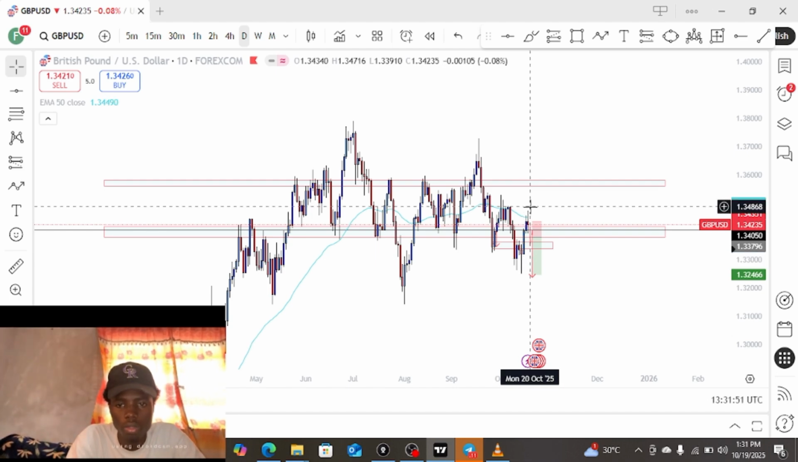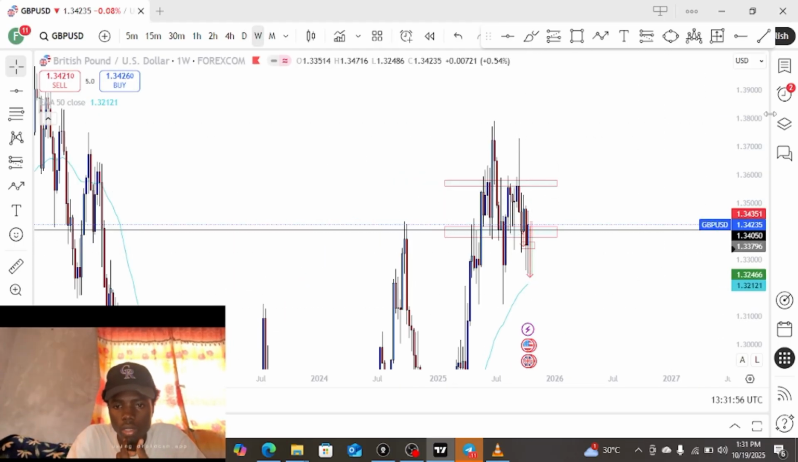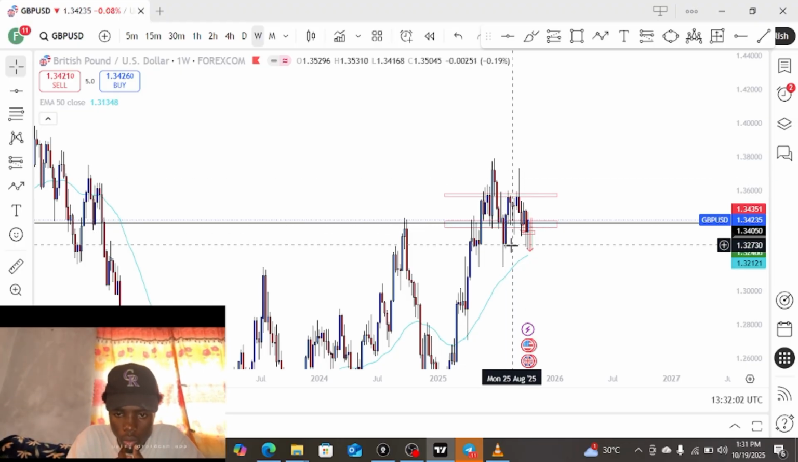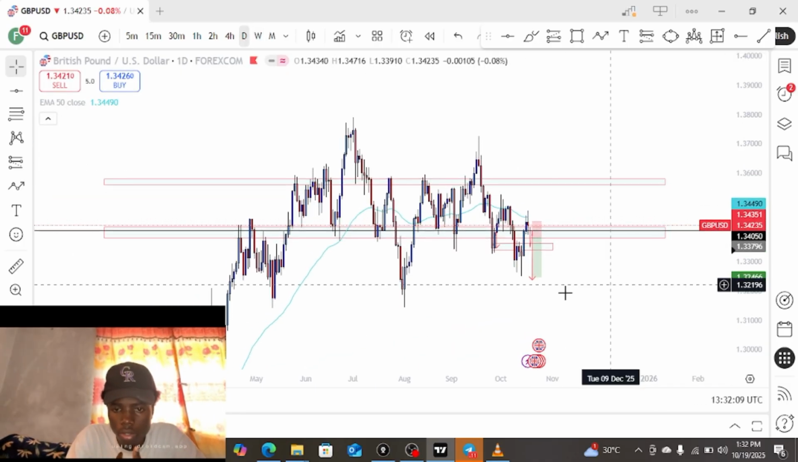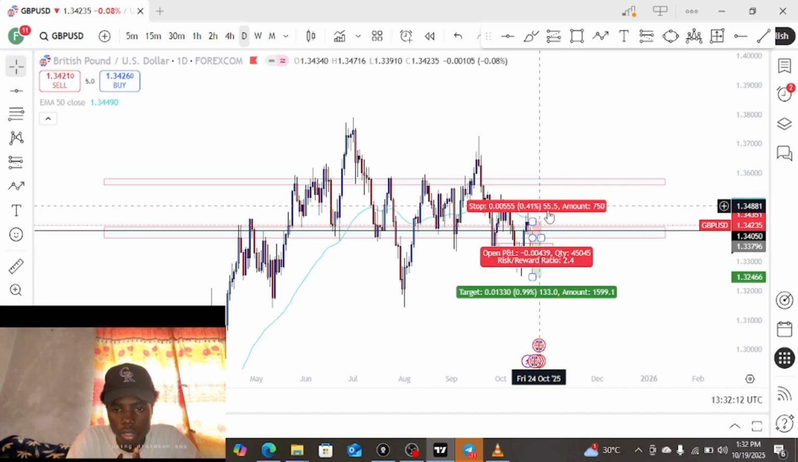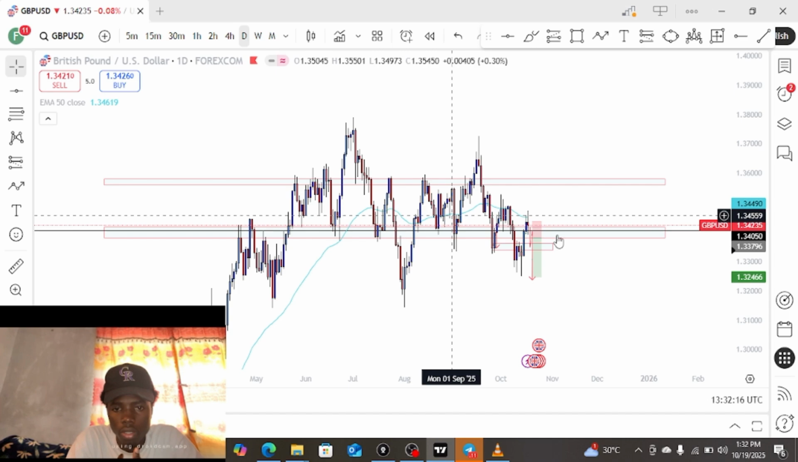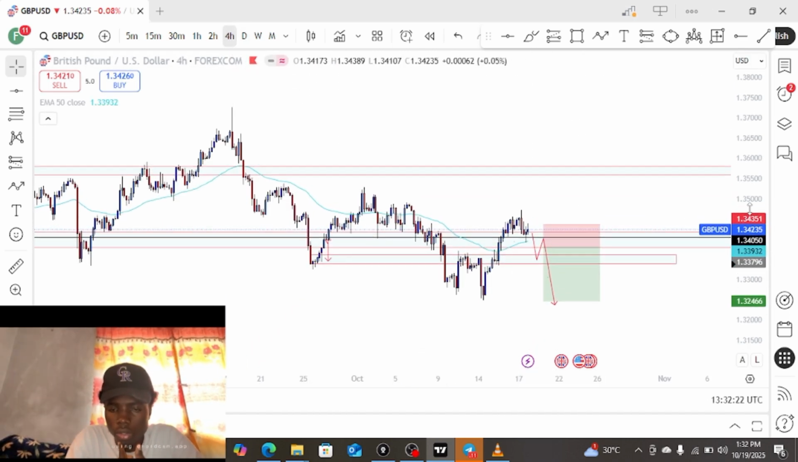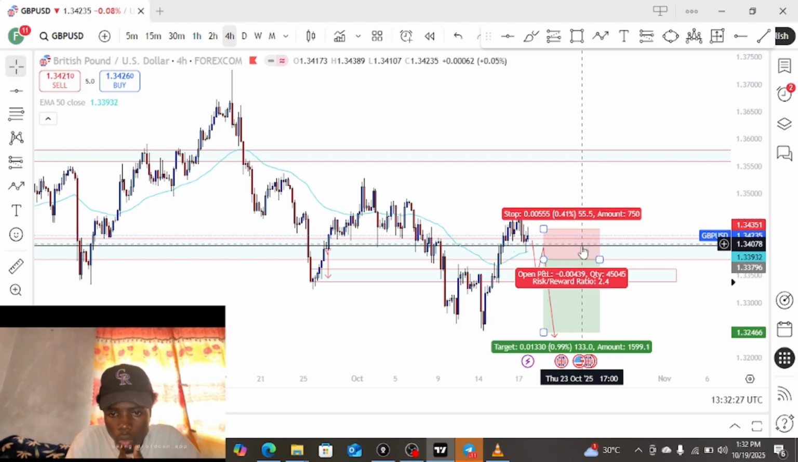Lower high. The daily, let's go to the weekly. Higher high, higher low, lower low, lower high. So the weekly is bearish. Daily is bearish as well. Lower low, lower high. 4 hour. Higher high, higher low, lower low, lower high.